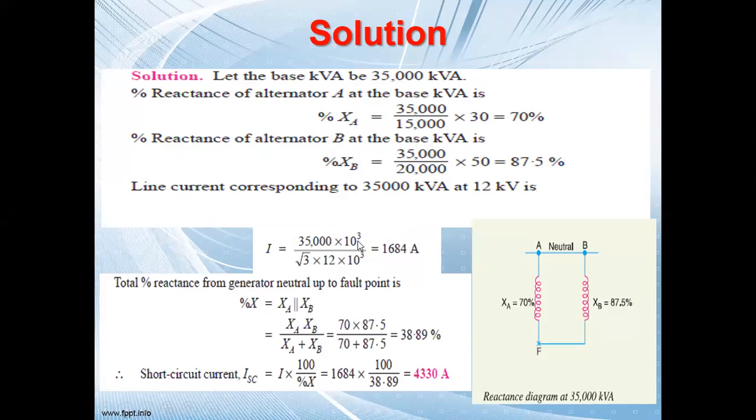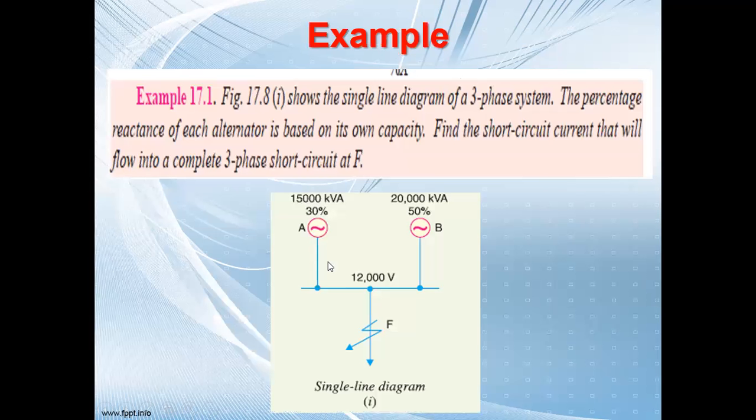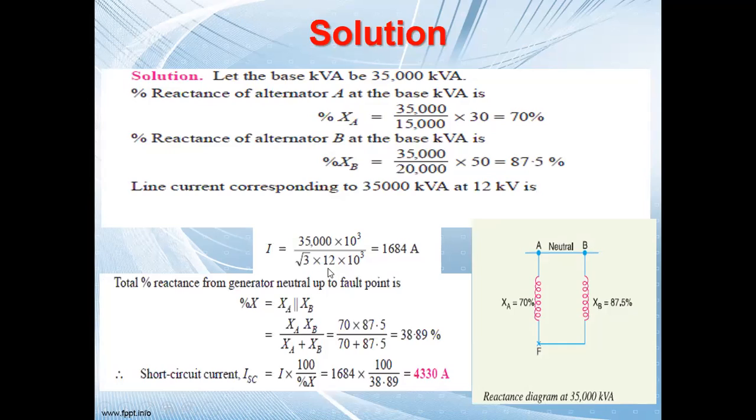So I will be 35,000 kVA. So it will be 10 to the power 3, we have converted into VA. Then root 3 into V. V is here 12,000 volt. Root 3 into 12 into 10 to the power 3. So it is coming as 1684.